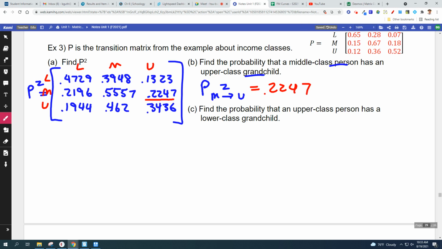Part C says, find the probability that an upper class person has a lower class grandchild. So again, grandchild implies that there are 2 transitions, but we're going from upper to lower in 2 transitions. From upper to lower in 2 transitions is 0.1944. The hard part is getting the square matrix. If you had to do that by hand, it would be kind of ridiculous. But with a calculator, that's not going to be that hard. Make sure you know how to use it.